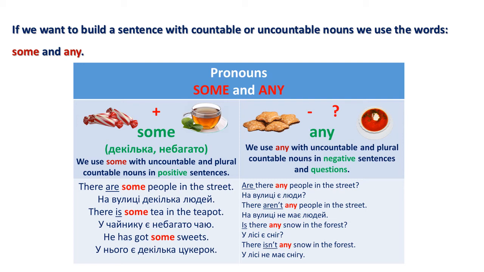Any. We use any with uncountable and plural countable nouns in negative sentences and questions. Are there any people in the street? There aren't any people in the street. Is there any snow in the forest? There isn't any snow in the forest.